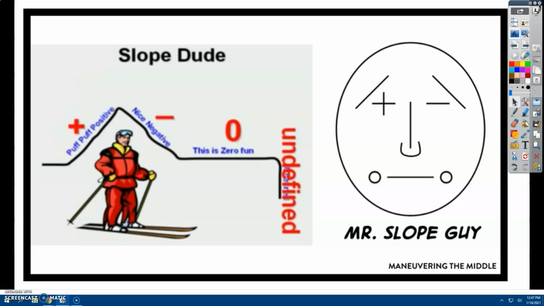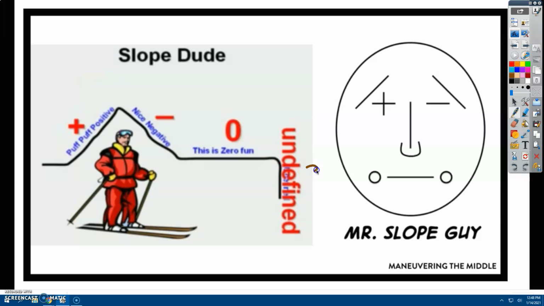He gets to the bottom of the hill and he's on zero slope, or level ground, and it's not so fun. We call that zero fun. However, Slope Dude's fun really does end when he gets to the end of his route and he goes down a cliff, and it's undefined, right? So undefined is a vertical line straight up and down on the y-axis, and this is what the slope looks like.